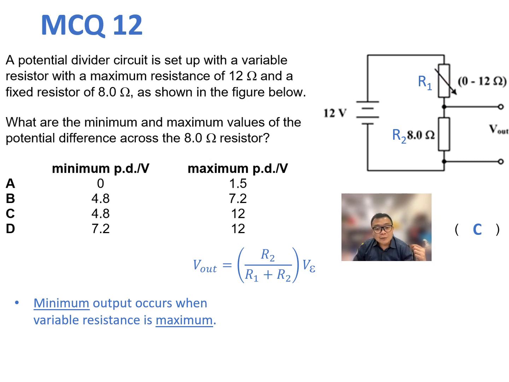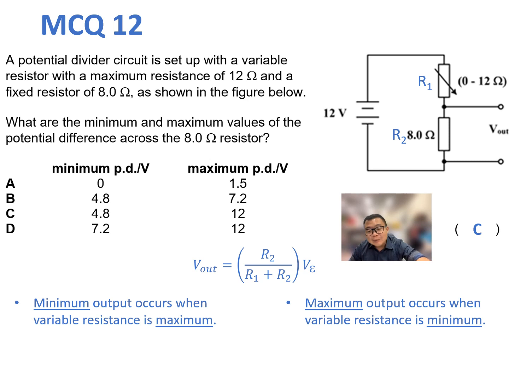Okay, so we can arrive at the other statement. The maximum voltage output occurs when the variable resistance is the smallest.